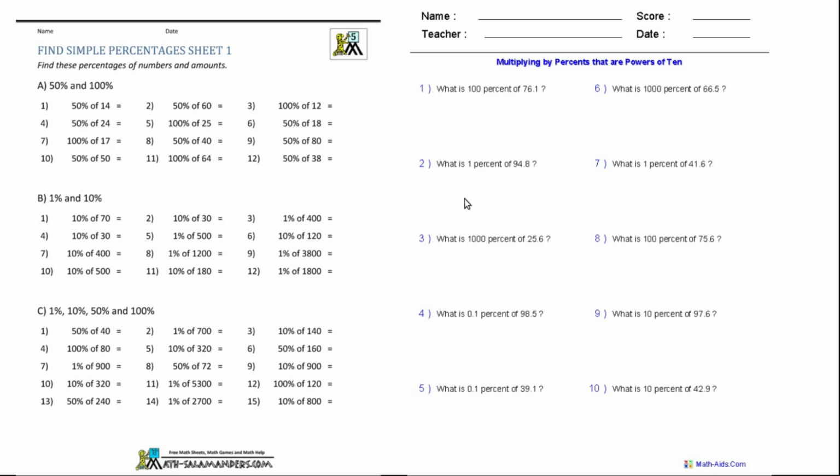So here, see, what is 100% of 76.1? 100% of 76.1, that is 100 by 100 into 76.1, that will give 76.1. And then what is 1% of 94.8? So try to solve these problems. If you don't get it, just put it in the comment section. I will try to explain it again, right?